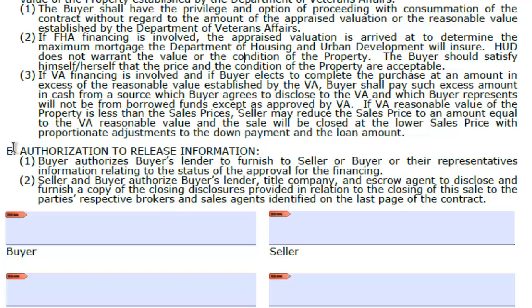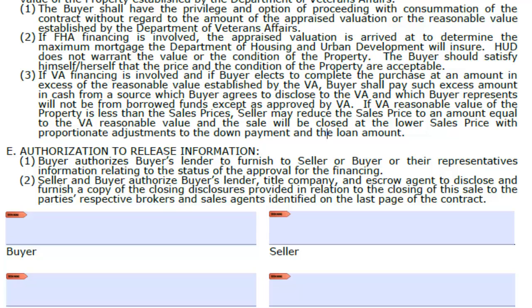And then you've got this last paragraph. It is what it says it is. Authorization to release information. The buyer is giving the buyer's lender permission to release information. Specifically, the thing that I care about is the closing disclosure, okay? Because that's kind of important. It's weird to me that the realtors don't get a closing disclosure just kind of automatically. Like full disclosure makes sense to me, but whatever. I'm not the CFPB. So I don't make the rules.